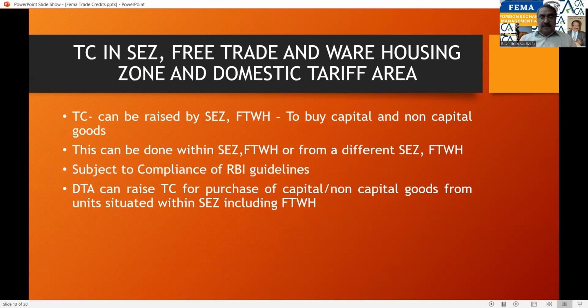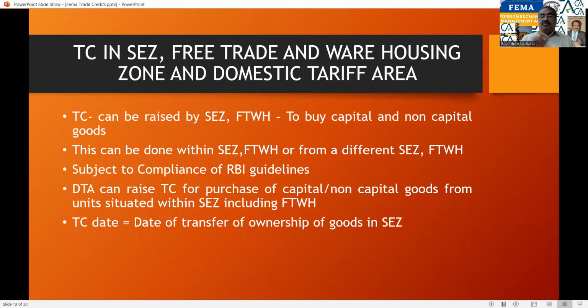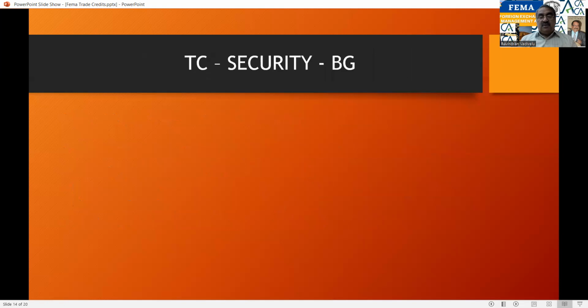So next one, there is one date called the trade credit date. What is the trade credit date? It is the date of transfer of ownership of goods in SEZ. Because if it is a direct purchase, then the date on which you have received the goods is the date of ownership. But here, if it is done within the SEZ, the date of transfer of ownership of goods in SEZ is called the trade credit date.